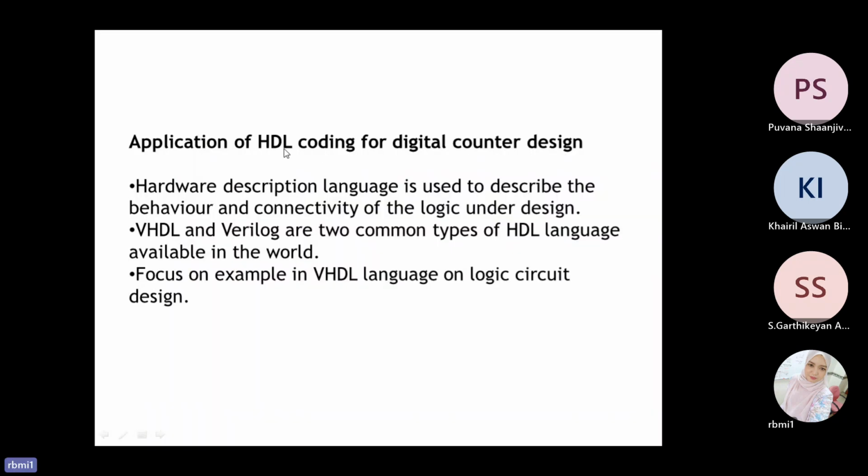Okay, application of HDL coding for digital counter design. HDL is hardware description language. Okay, remember in digital electronics we have VHDL, very high speed hardware description language. Okay, VHDL. Now we have HDL.